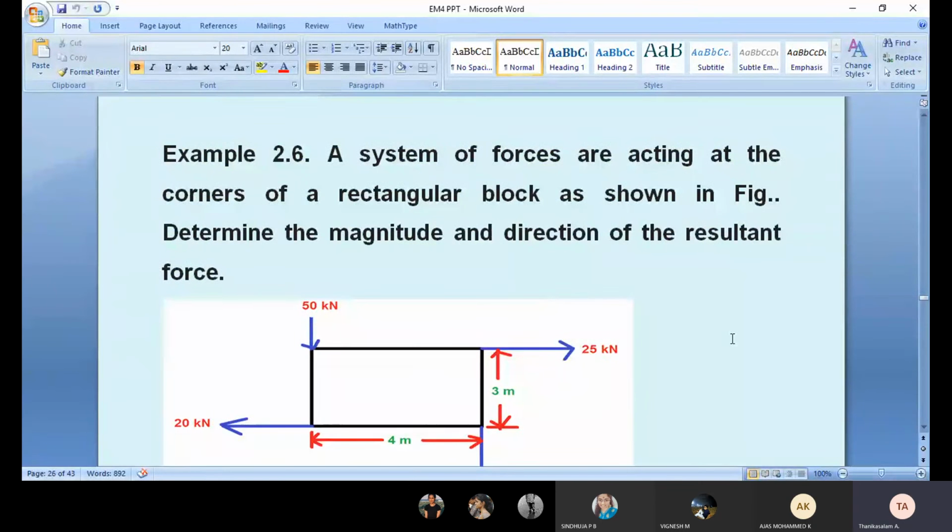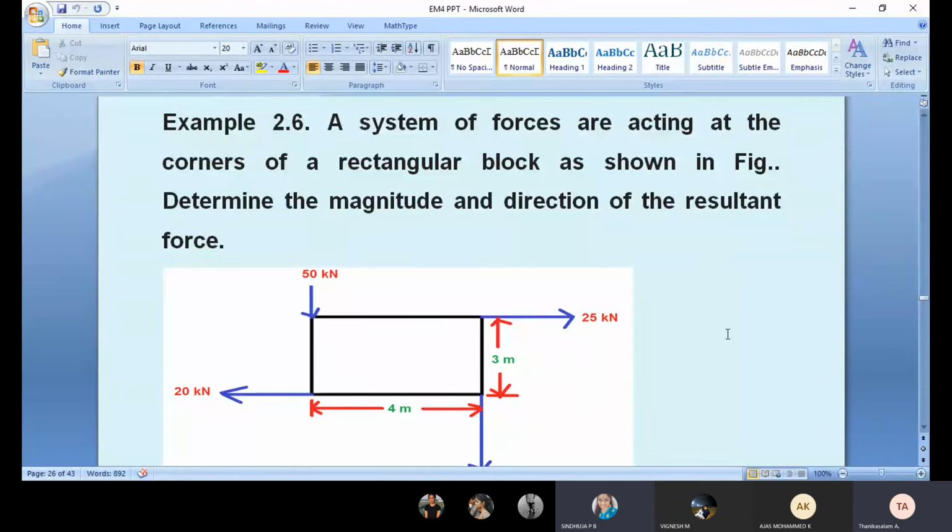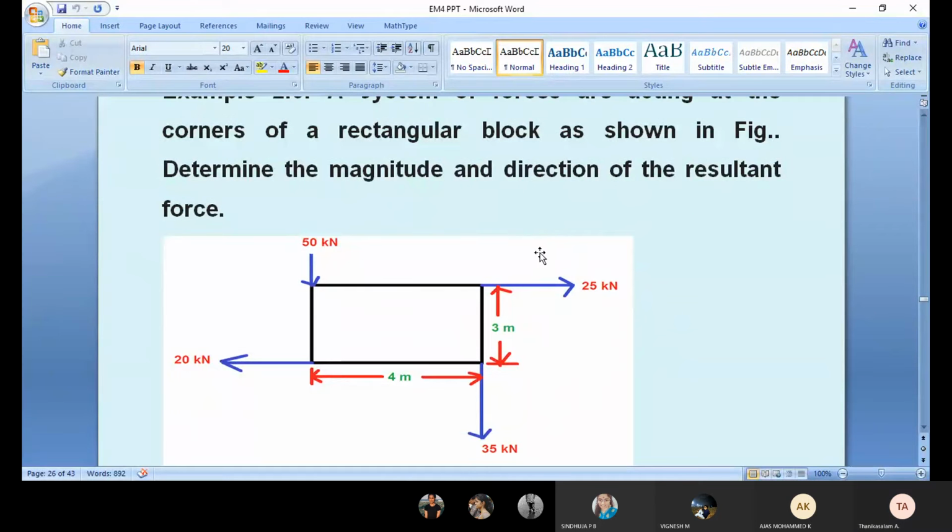See here. Can you read this question, Sindhuja? Yes, sir. I will read, sir. A system of forces are acting at the corners of a rectangular block as shown in the figure. Determine the magnitude and direction of the resultant force. See, in the previous question only the statement was given. In this question, the diagram is given. The rectangular block is shown, and the direction of the forces is also given. So they asked for the magnitude and direction of the resultant. Very simple problem.